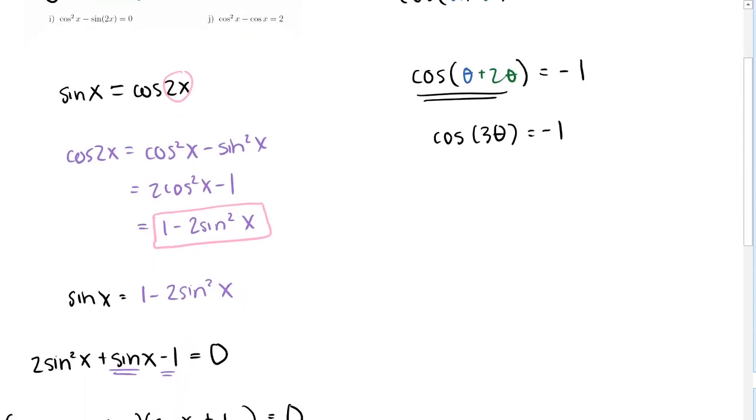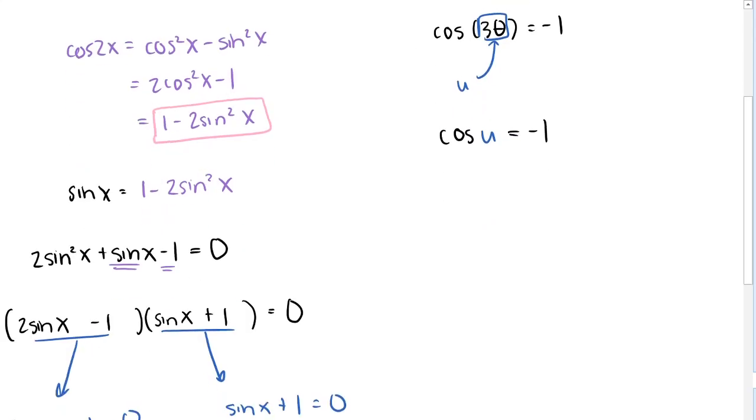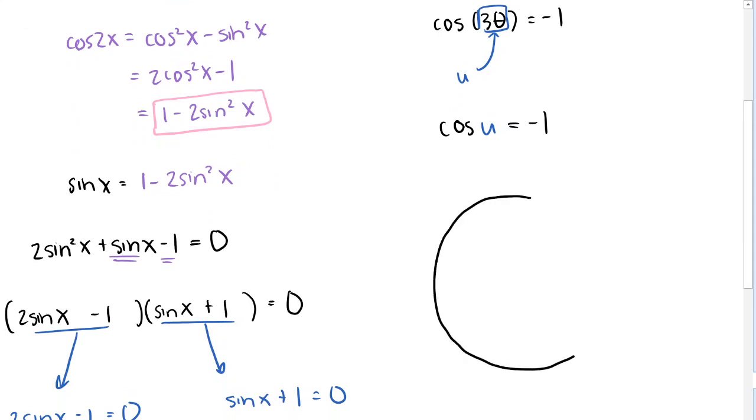And so when we have this equation where the input is different than just a single variable, solving it gets a little bit trickier. And so one technique we can use is a sort of substitution idea. We can just momentarily rename 3 theta u. Just represent 3 theta with this variable u and solve a new equation. And we just have to keep in mind that u represents 3 theta. So let's solve cosine of u is equal to -1, and then work our way backwards to find solutions in terms of theta. So what are the solutions to cosine of u is equal to -1?